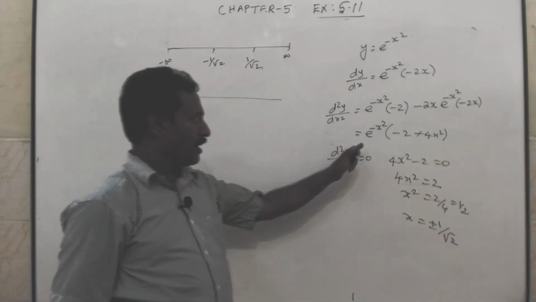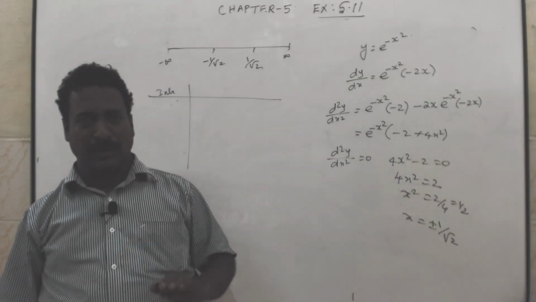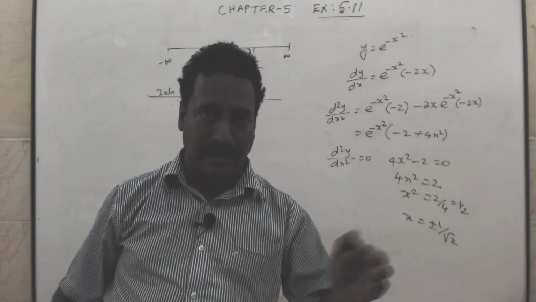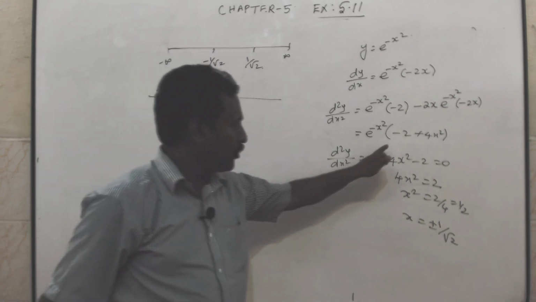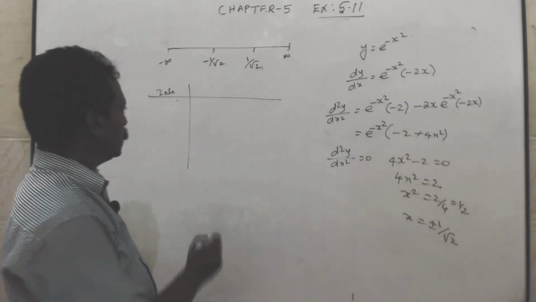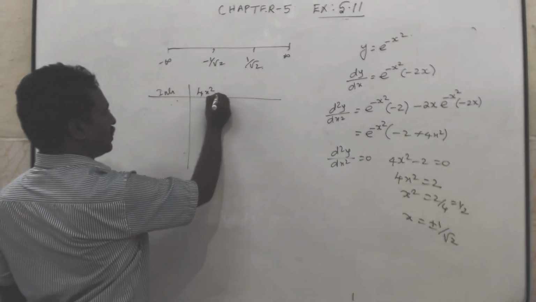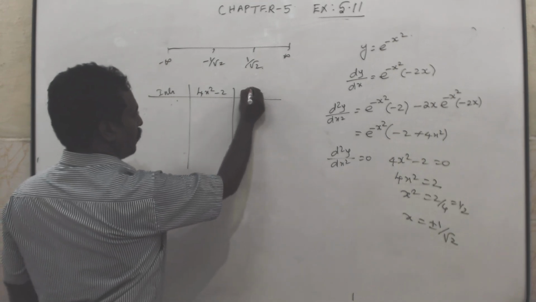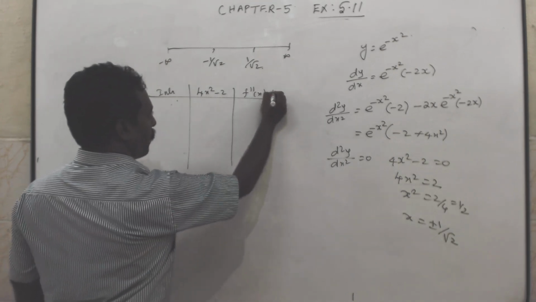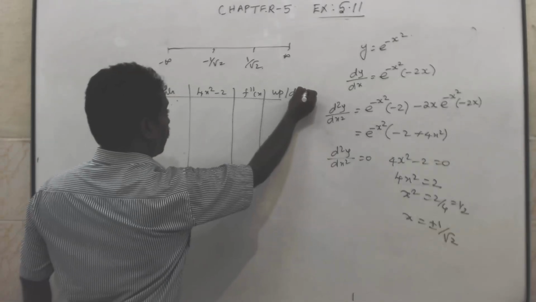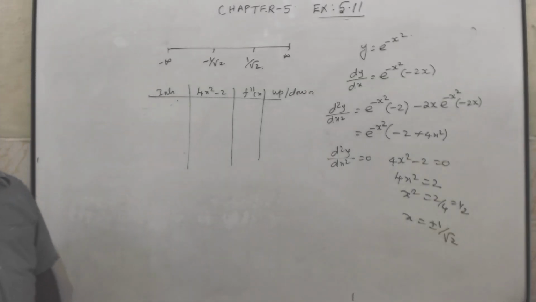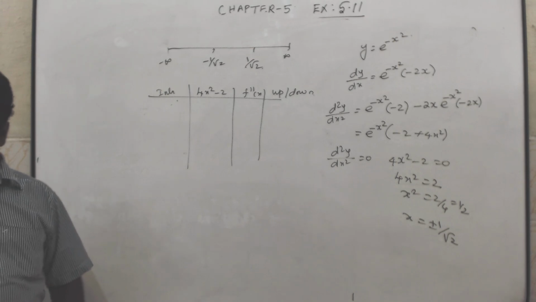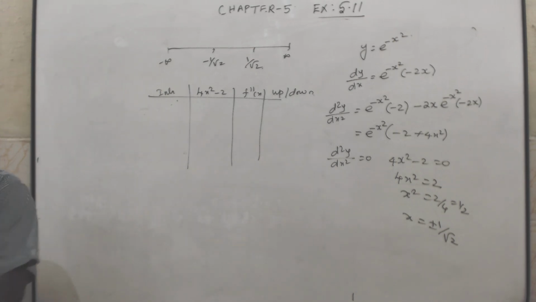So, e power minus x square is always positive, whether x is positive, negative or 0. So you only have to verify 4x square minus 2. Then f double dash of x, up or down, concave up or concave down. Here they ask concave or convex. See the question carefully: find the point of inflection, determine the intervals of convexity and concavity.